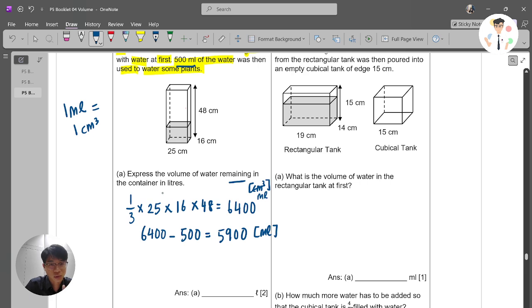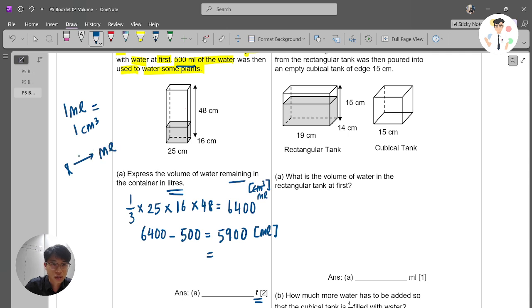But the problem here is what? The question is asking for liter. That's why you are given the unit liter. How do I convert this into liter? If you convert liter into ml, you must times 1000. If you convert back, you should divide by 1000. Again, you have learned this in your booklet R1. So if you divide by 1000, the answer is 5.9, and this is in liter.